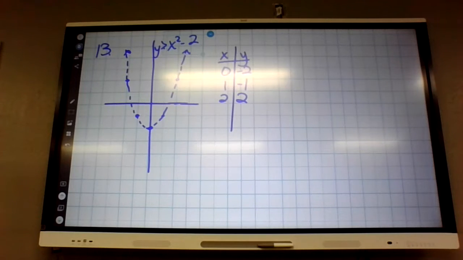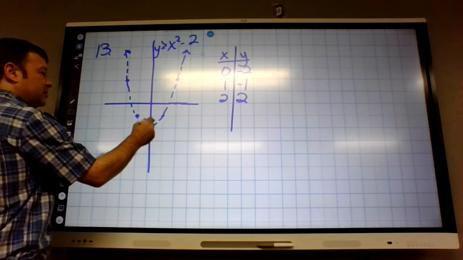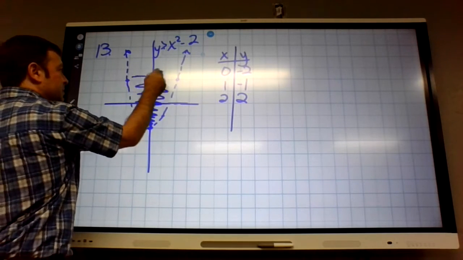Okay, it's y is greater than. Should we shade above or below? Above. So that would kind of look like inside in this case.